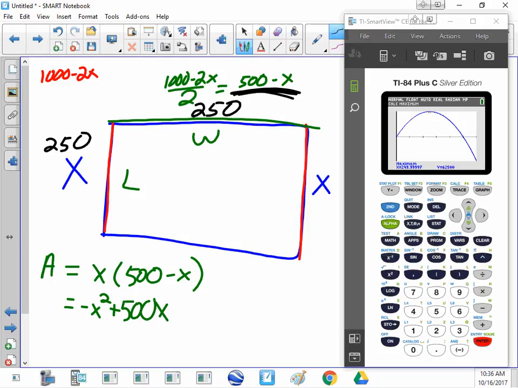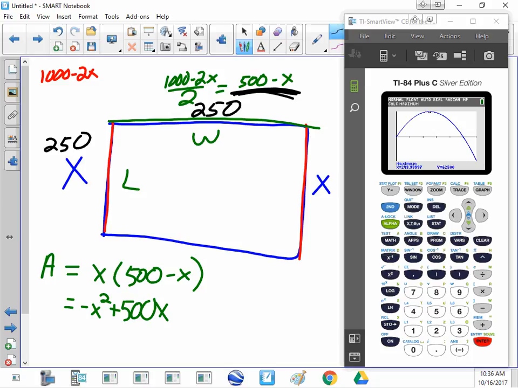Now wait a minute. Did I need to do all that work? No. A square is the most efficient way to build a pen. If we have 1,000 feet of fence and we want to make the area as big as possible, we want all 4 sides to be equal. Is a square a rectangle? Yeah, it is. Good question.